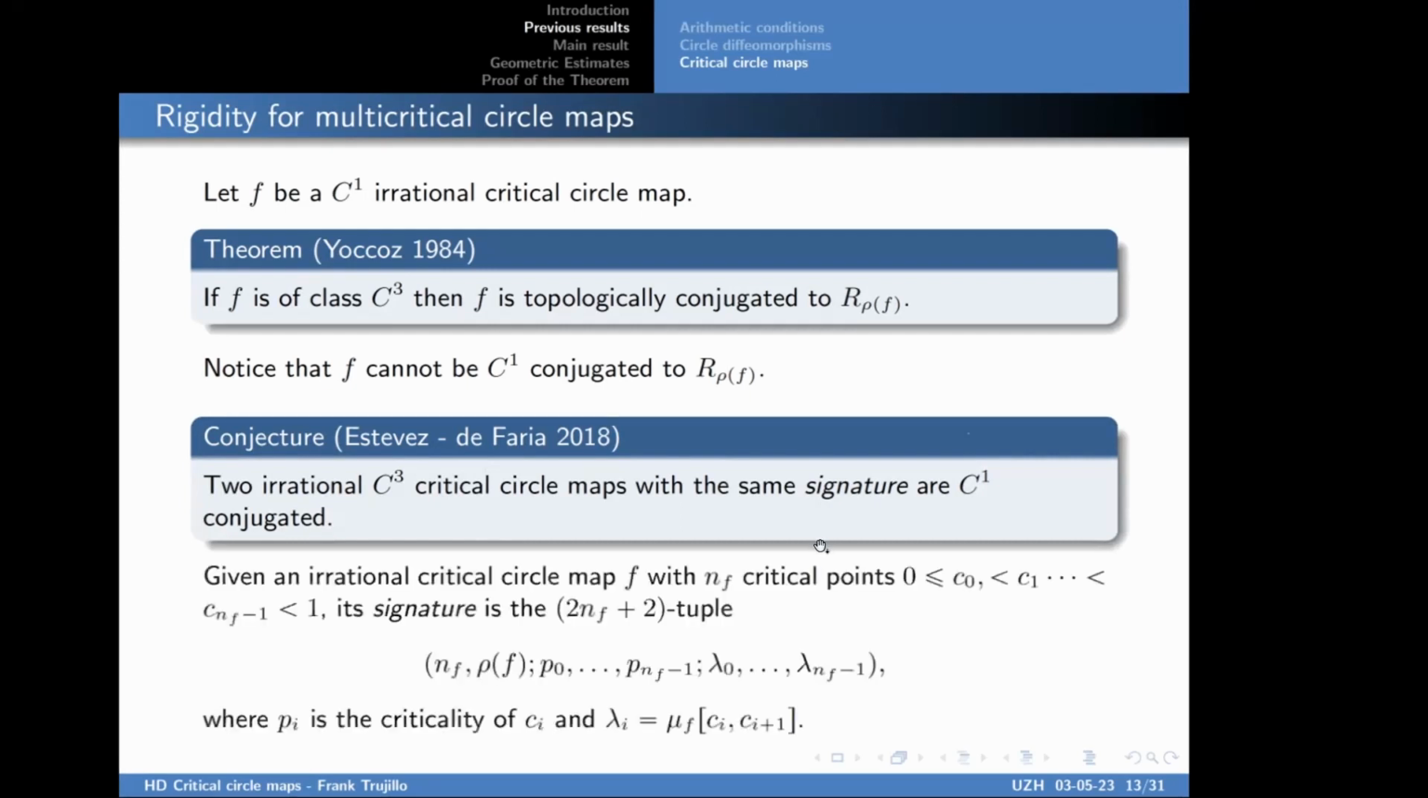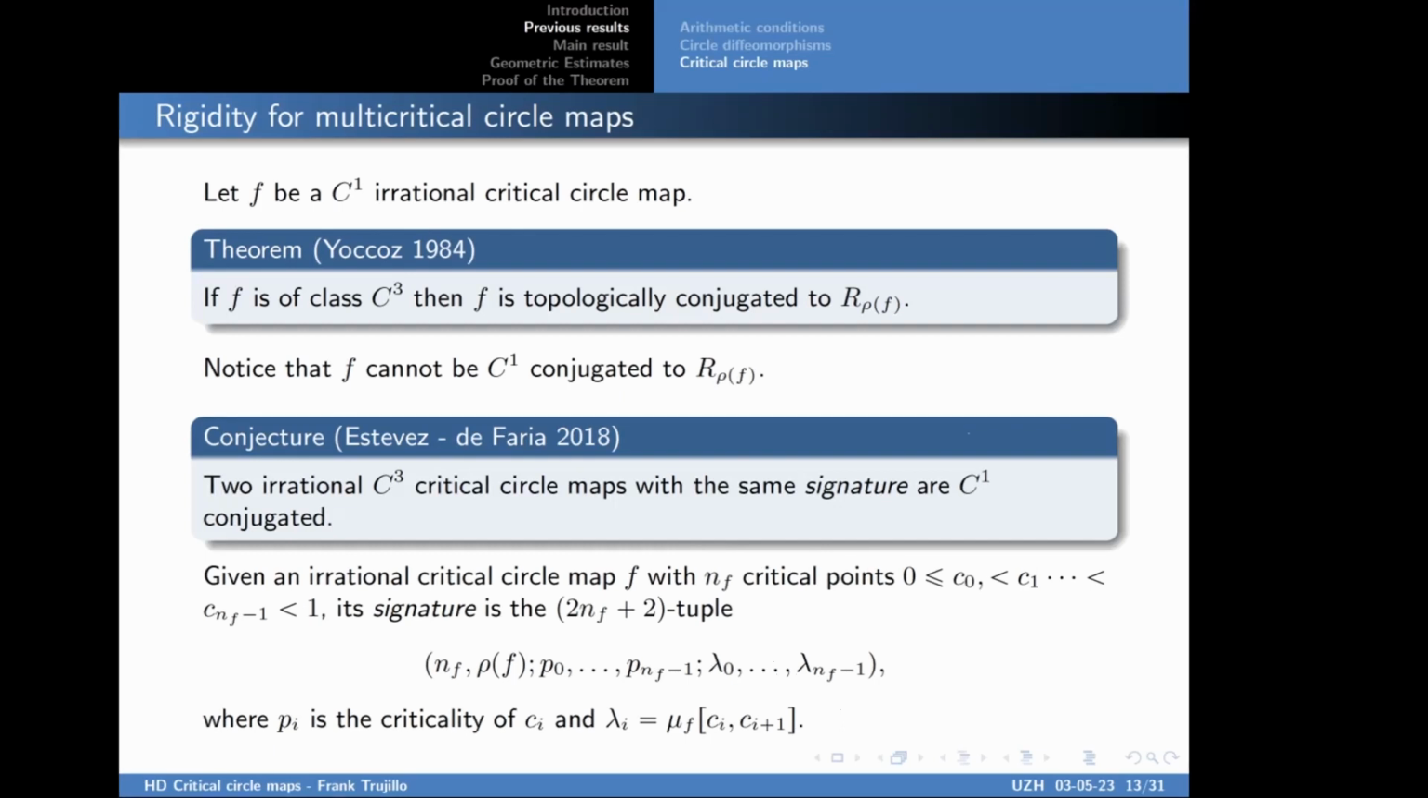So what is the signature formally? If I have a critical circle map with n critical points, the signature is just the number of critical points, the rotation number, the criticality of these critical points, and some values that basically encode the distance between these critical points according to the invariant measure.